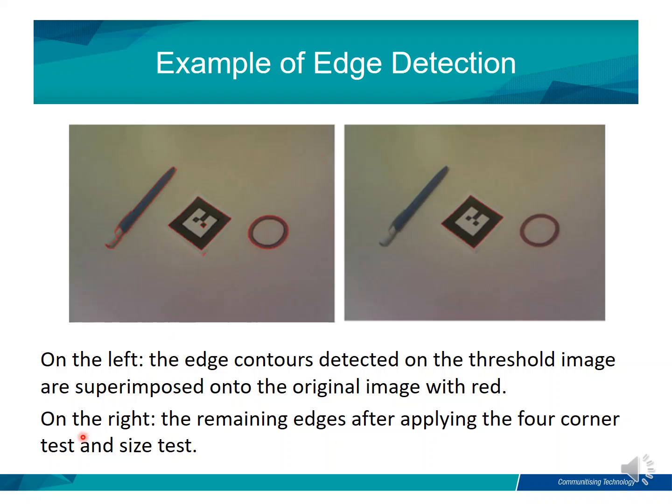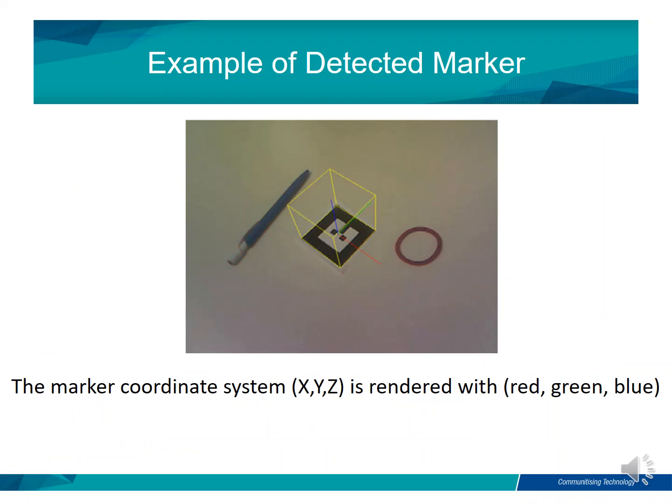Based on this right-hand side figure, this only shows the remaining edges after applying the four corner test and size test. Based on these tests, they detect that only this is the marker, because it has four corners and also the size is acceptable. And this is the example of the detected markers.